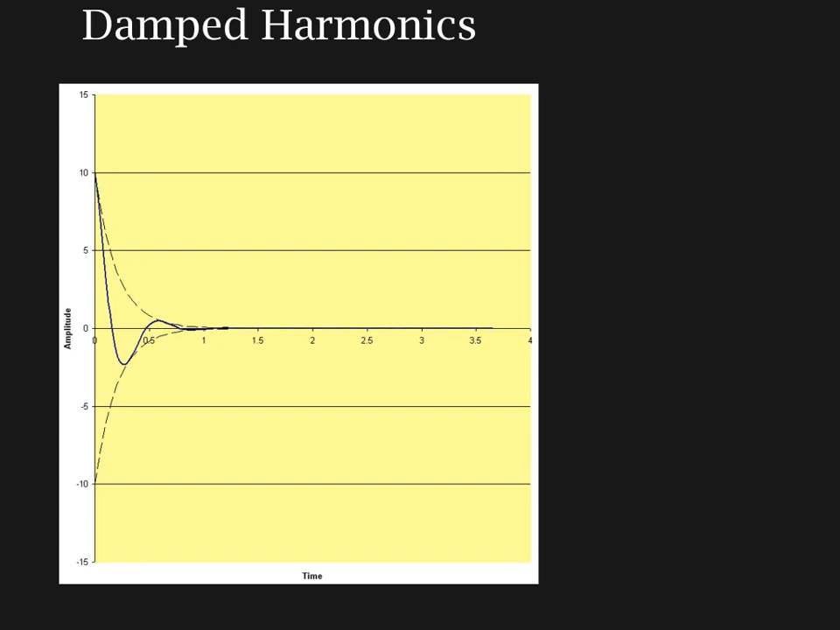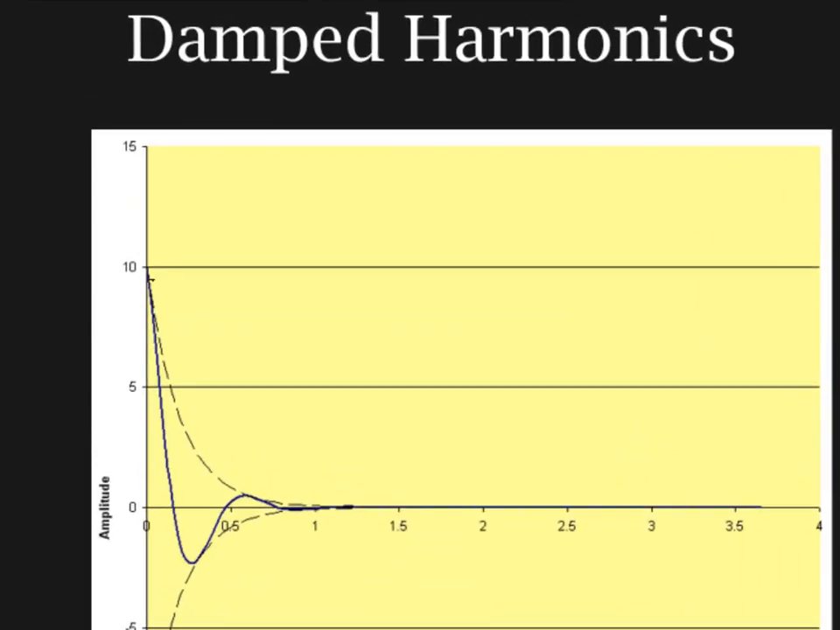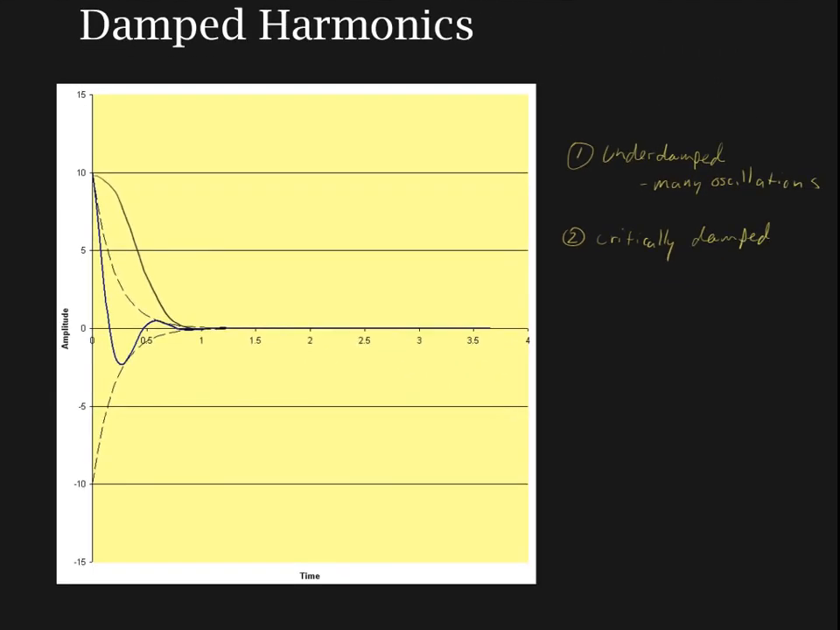So what we have right now is underdamped. Okay, so the first type of damping we see is underdamped. And underdamped has many oscillations, but decreasing in amplitude as time progresses. The second type is critically damped. And critically damped on the graph would look something like this. Okay, that would be critically damped.